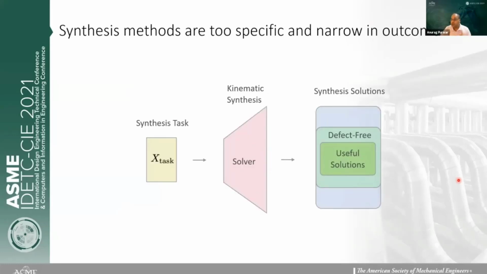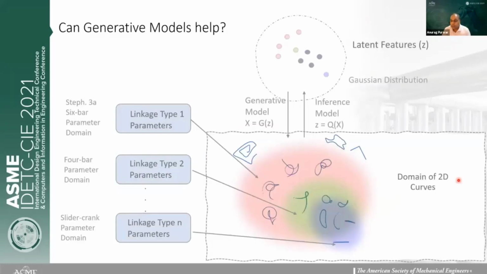Synthesis methods are too specific, so they generally work for one type of mechanism, but then if you want to create it for another type, let's say 6-bar, 8-bar, then you have to come up with a different solution methodology, and then each of them will always give you narrow outcomes, right? A limited number of solutions, and some of which may not even be useful because they're defective in some sense. So as I mentioned before, the question is, can generative models help over here, right?